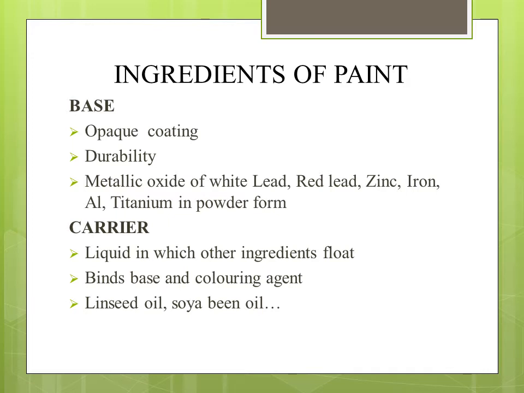Moving on to the next ingredient, it is carrier. Carrier or vehicle or binder is the liquid in which other ingredients float on suspension. It binds the base and the added coloring pigment, so also called as binder. Commonly used vehicles or carriers are linseed oil, soybean oil, sunflower oil, tobacco seed, etc. Okay, that is base and carrier. Moving on to the next.